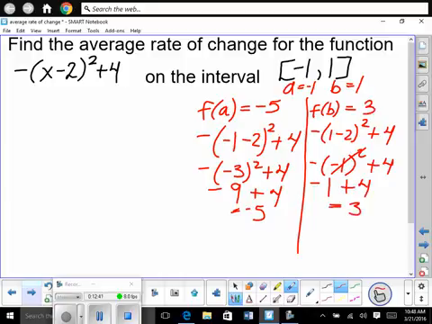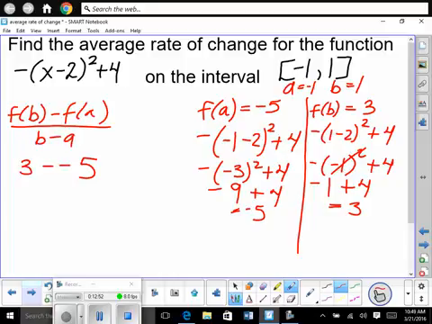So now we'll do our formula. The average rate of change, f of b minus f of a, all over b minus a. So f of b was 3 minus f of a, which is negative 5, all over b, which is 1, minus a, minus negative 1.